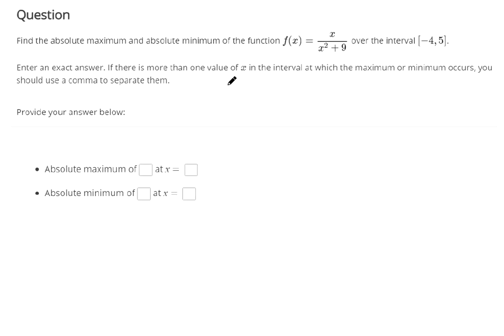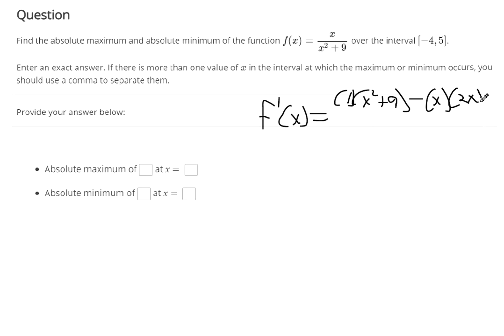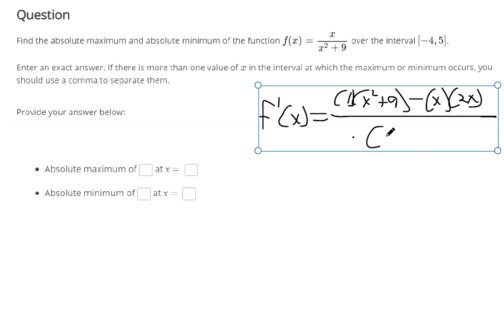Absolute minimum and absolute maximum, remember, they happen either on the endpoints of the interval or at the critical points. So x equals -4, x equals 5, those are two places we want to consider, but we also want the derivative of the function. We want to set the derivative equal to 0, solve for x, and those are critical points. So we can use the quotient rule to evaluate this derivative. It's the derivative of the top function times the bottom function kept the same, subtracted by the top function kept the same, times the derivative of the bottom function, all over the bottom function squared.